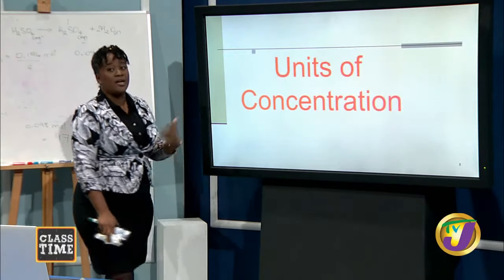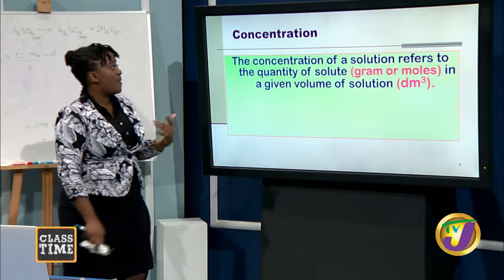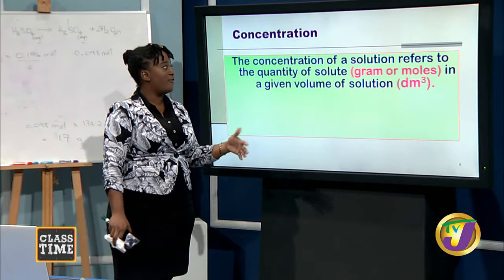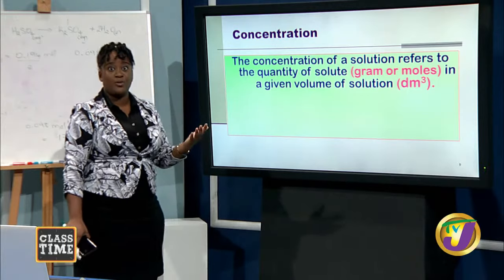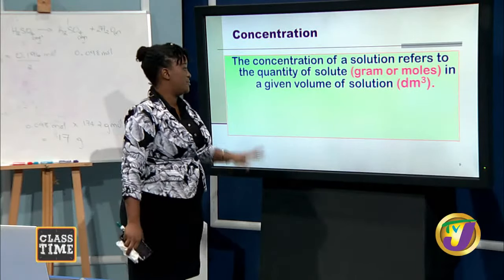All right, so let's look at our units that we use when we're doing concentration. Remember that concentration really refers to the amount of solute that is dissolved in the solvent. Our solute is normally measured in grams, or we can use moles. And our volume is centimeter cube, or we use a bigger unit, which is dm cube. Dm cube is the same as liters.